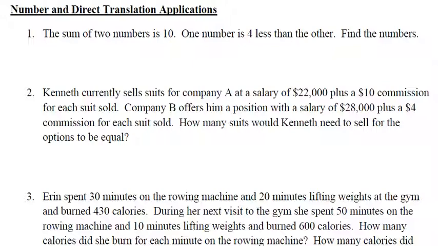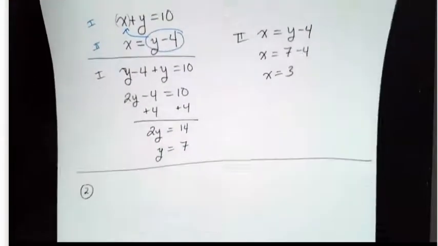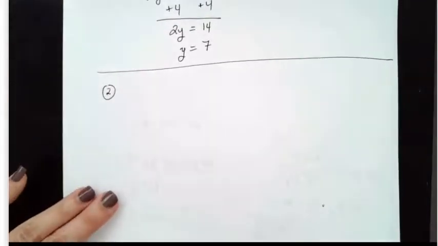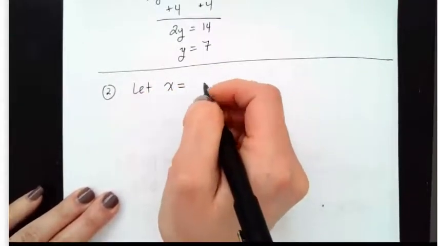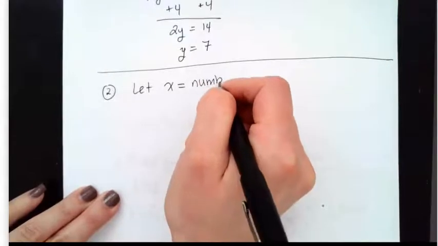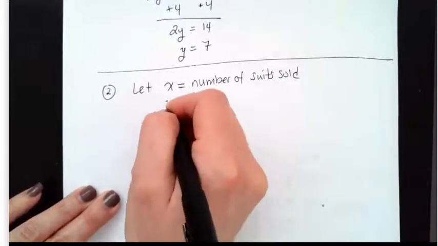Okay, so we're going to define some variables here. We're looking for really two variables. So one variable would be the number of suits that were sold, and the other variable would be how much he makes. So let me write that out first in words. So let's let our first variable, and I'm just using X and Y, you could use whatever letters you want, represent the number of suits sold.